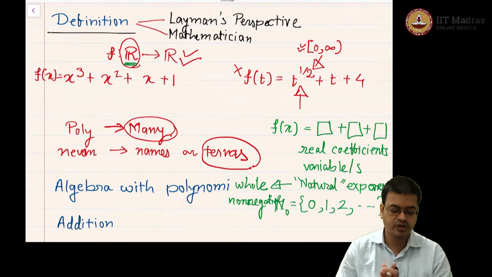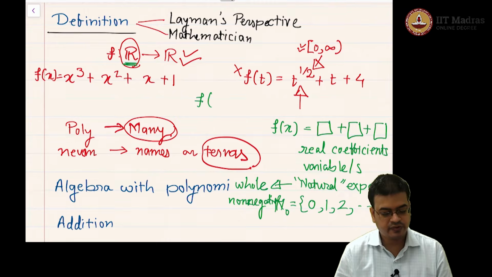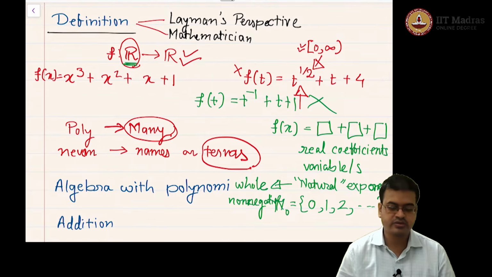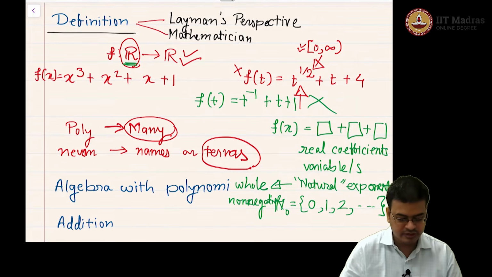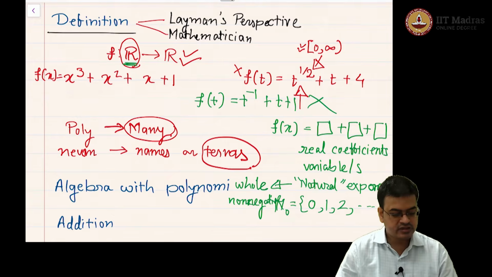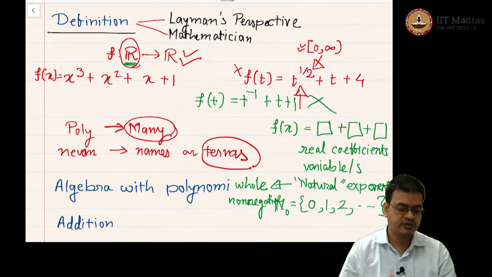If the expression is of the form f of t equal to t raised to minus 1 plus t plus 1, this is not a polynomial. This is not going to be a polynomial. So that should be clear in your mind. Okay, fine. So this is the basic introduction to our definition of polynomials.